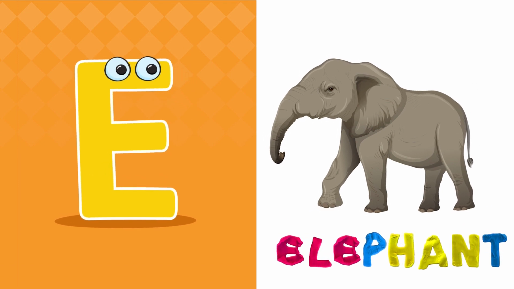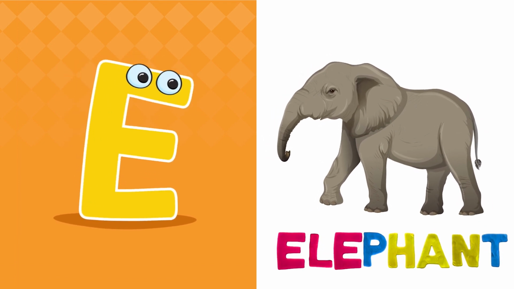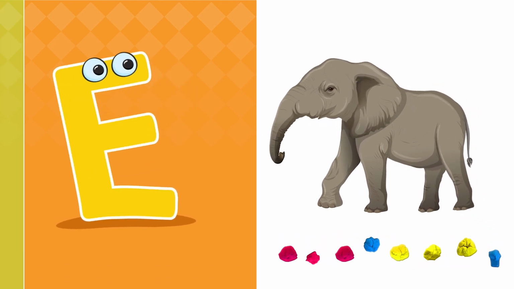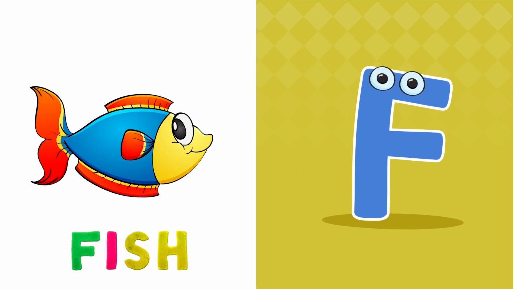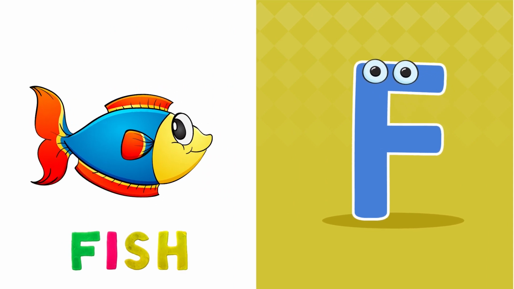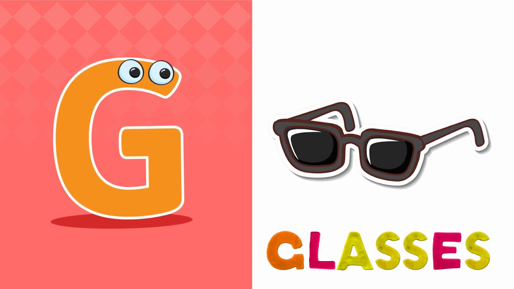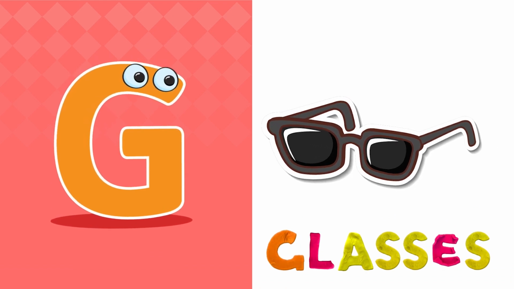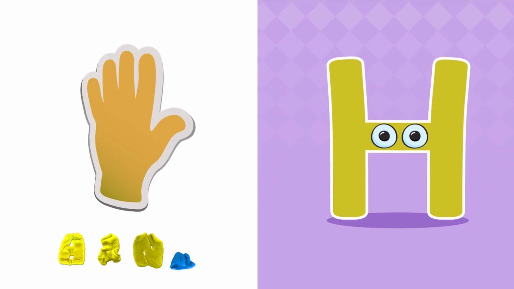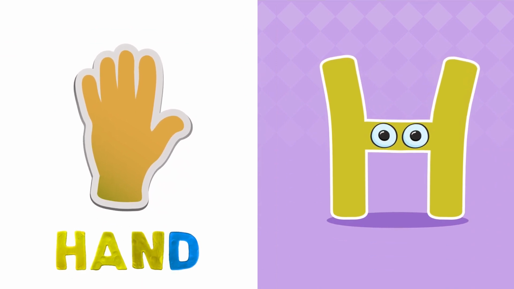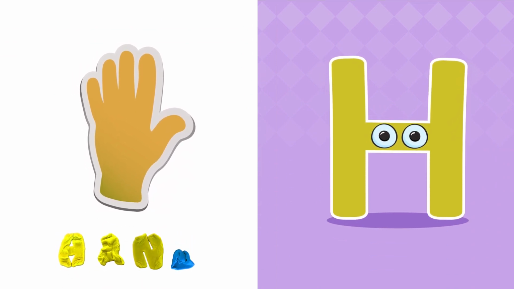E is for elephant. E, elephant. F is for fish. F, fish. G is for glasses. G, glasses. H is for hand. H, hand.